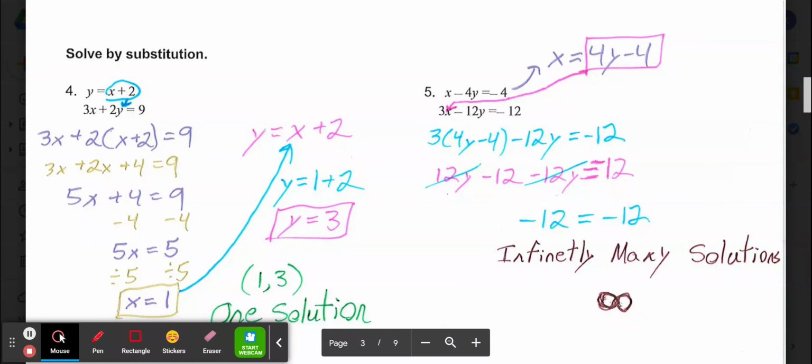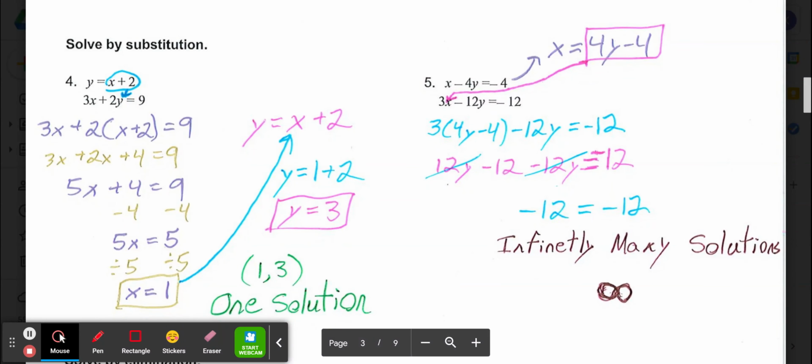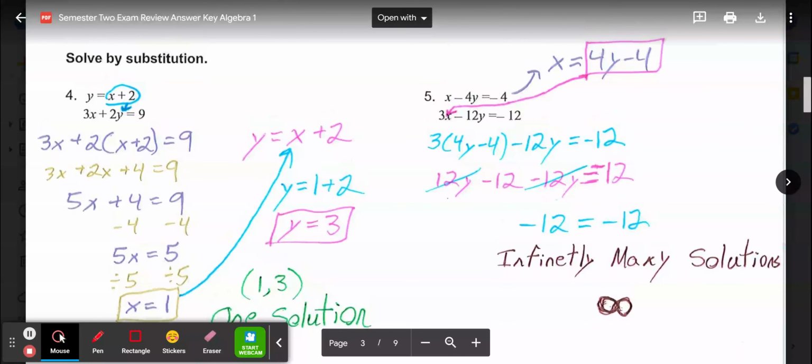Now we get into solving a system of equations with substitution. So to use substitution, you want to remember you need to get one of your variables alone. So in 4, we already have y alone, y equals x plus 2. So we're going to take x plus 2 and put it into the other equation for y. So that equation becomes 3x plus 2, then in parentheses, x plus 2 equals 9.